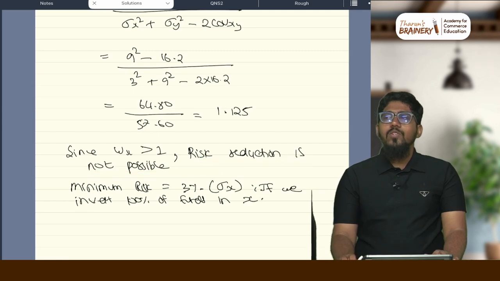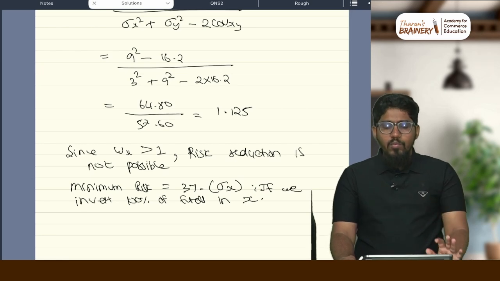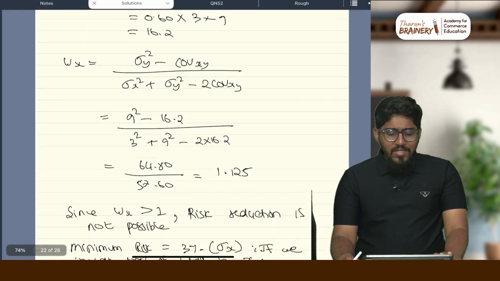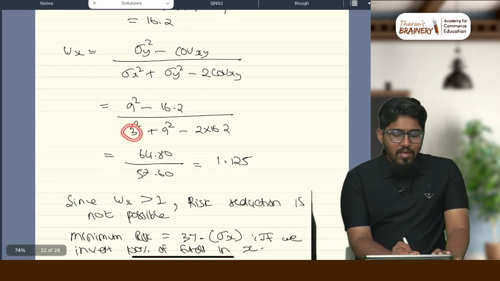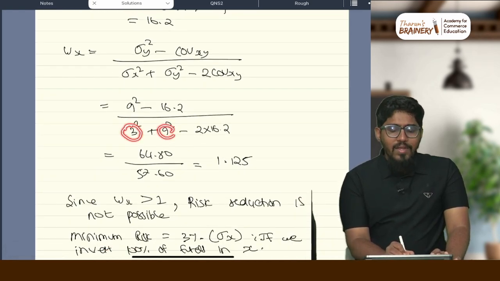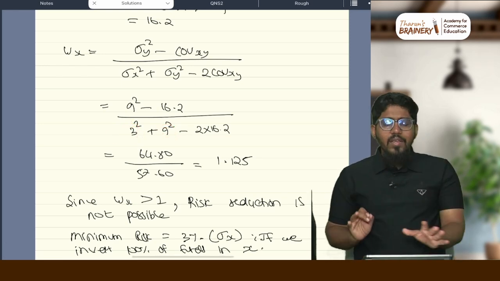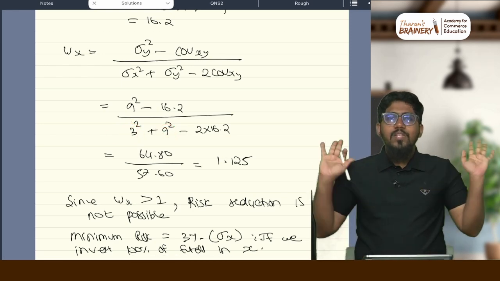Clarity. Risk reduction is not possible. Your portfolio will be more than the security return. Sir, what is the minimum risk? See, the standard deviation of x is 3 and the standard deviation of y is 9. So the minimum you can reduce it to is 3. Invest everything in x and your minimum risk will be 3. That is the minimum risk.